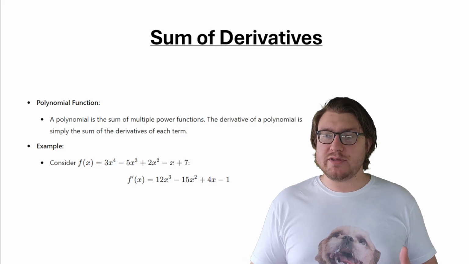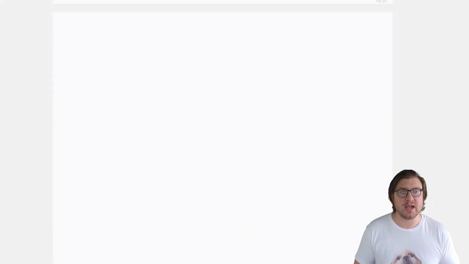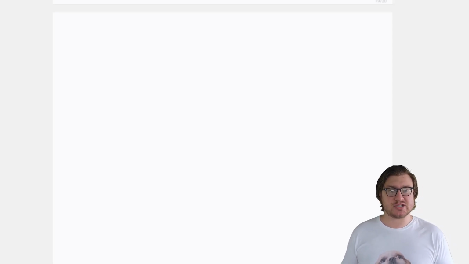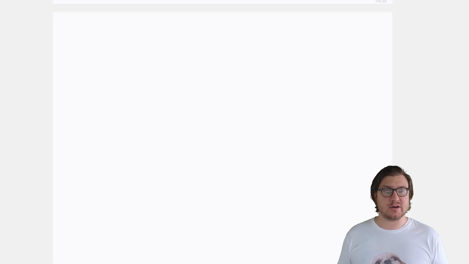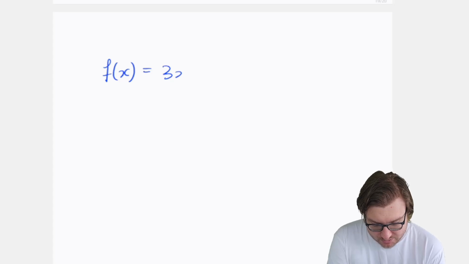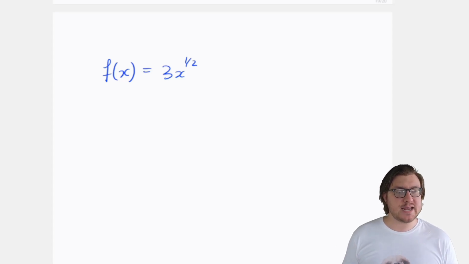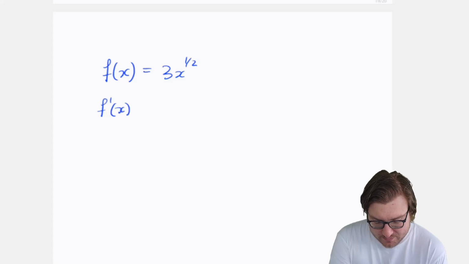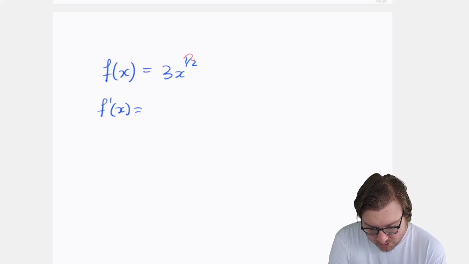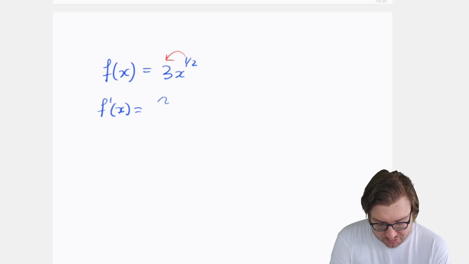Now, when we look at these questions, I also would like to note that the powers don't have to be integers or not even whole numbers in general. We can also have fractions as powers. So let's say we have our function f of x is equal to 3x to the power of 1 over 2. We can apply the same rule to find the derivative f prime of x is equal to, well, we're going to multiply the fraction, which is the power, to the front. 3 times a half is going to be 3 over 2.